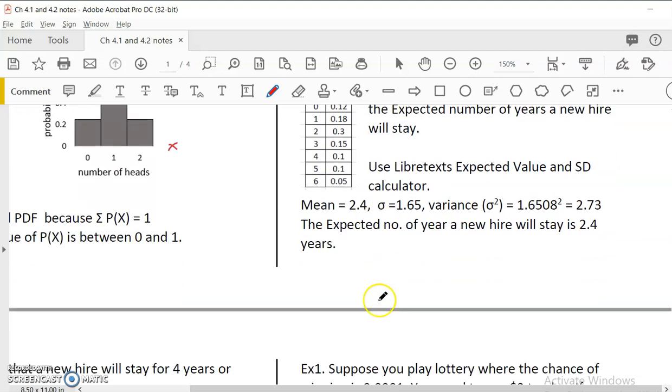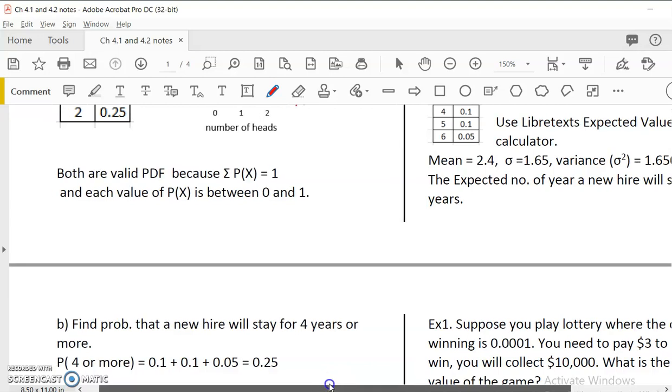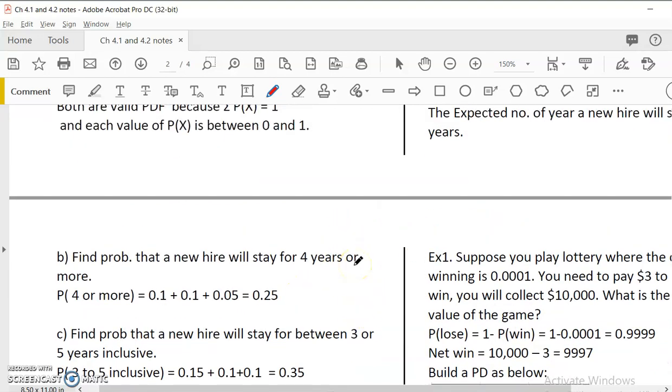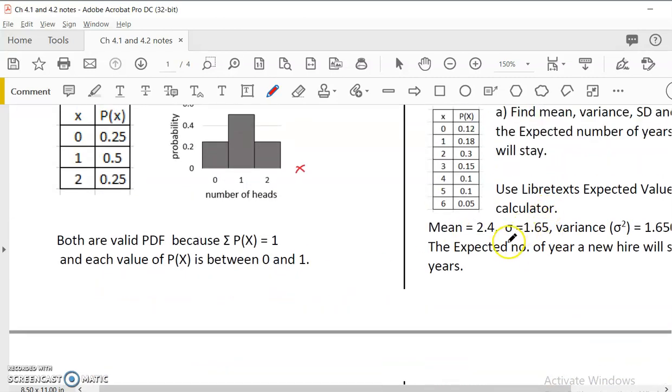So by chance, you can have any of them, but on average, with a lot of new hires, the number of years a new hire will stay would be 2.4 years. Now this is the average. We can use the table to find more specific probability. Find the probability that a new hire will stay for 4 years or more. On average, it's 2.4, but what is 4 years or more? So we could just use the table.